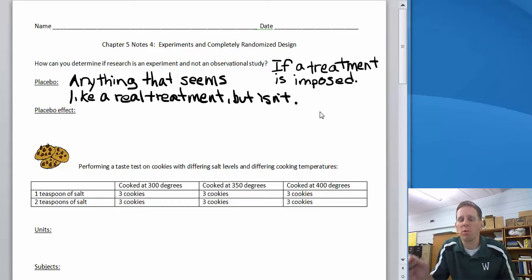Why would you take a placebo? Well, usually placebos are done as part of an experimental study or research on some new medicine that they want to try out. And to show that the medicine actually works, they'll ask for volunteers to be part of a study.